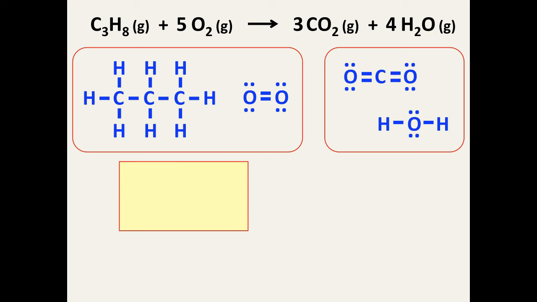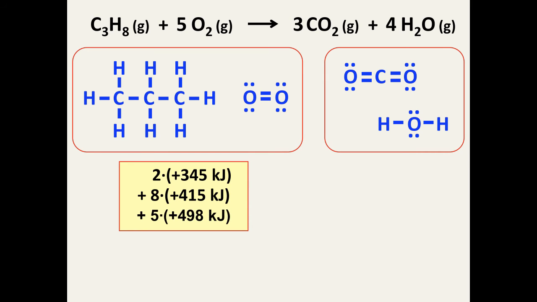And our values for that are 2 times 345 for the carbon-carbon single bonds, 8 times 415 for the carbon-hydrogen single bonds, and then 5 times 498, all of these in kilojoules, for the oxygen-oxygen double bond. Those are all positive values because energy is required, or taken in, to break bonds.